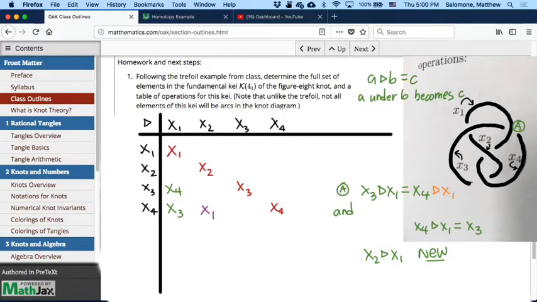And that also means what else is true? This is crossing B. If we go the opposite direction along that crossing, then x1 triangle x2 equals x4. Yes, 1 under 2 becomes 4, and that fills in that entry. We got 2 more crossings that we can mine for information.